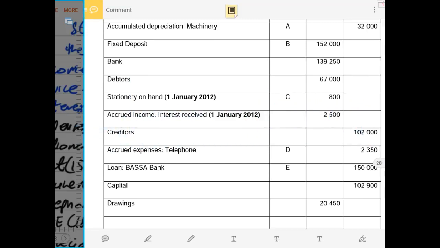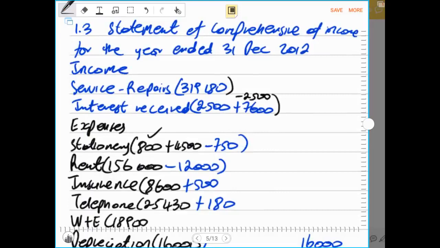So now with that being said, we can calculate all the incomes and expenses that appear in our income statement. 319,180 the total, and here we have 2.5 minus 2.5 plus 7.5, that will give us 7,600.